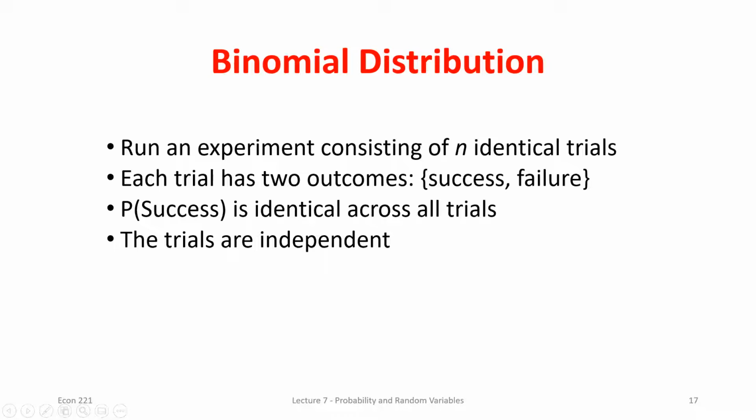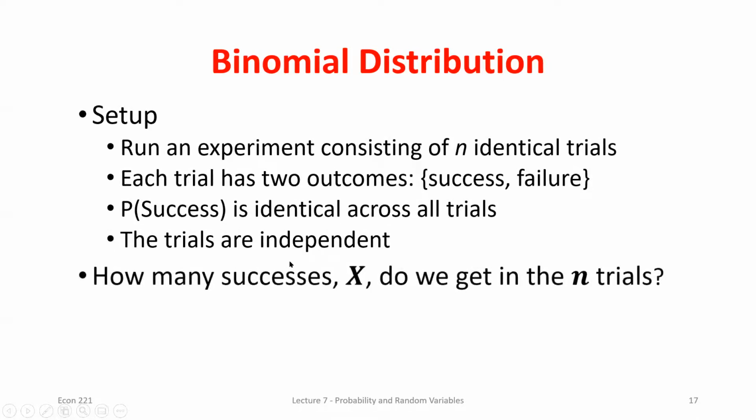So I want a function that will give me the probability of seeing a different number of heads, or a different number of successes. That's really what the binomial is going to do for us. It's going to give us the probability, out of n trials, that we see a certain number of successes.